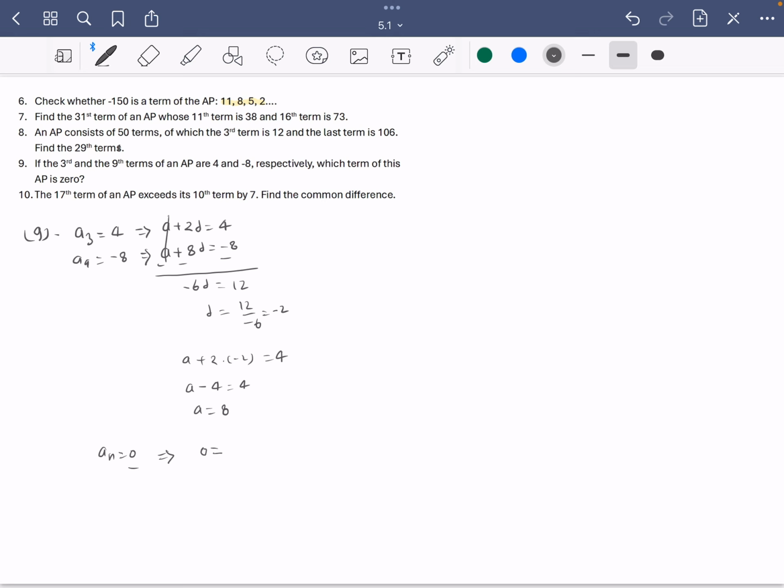So it's going to be 0 = 8 + (n - 1) times d, where d is negative 2. 0 is 8 - 2 times (n - 1), so 0 is going to be 8 + 2 - 2n, which is 10 - 2n, and 2n is going to be 10, so n is going to be 5. It's a positive integer. That means the fifth term of this AP is 0. That means yes, 0 is a term in this AP. So the answer is yes.